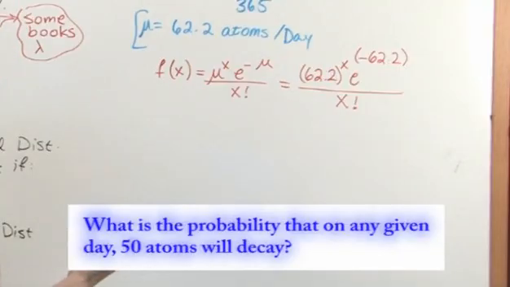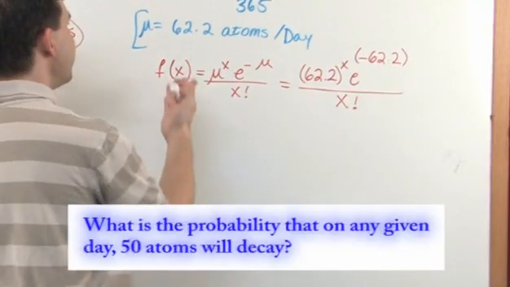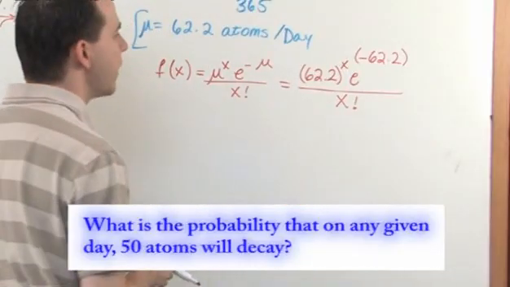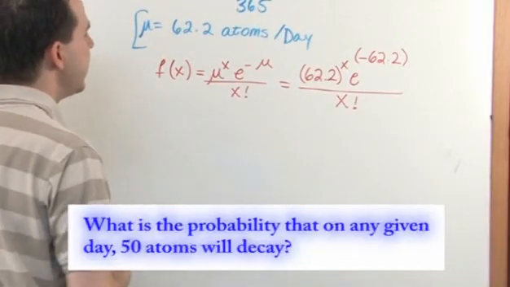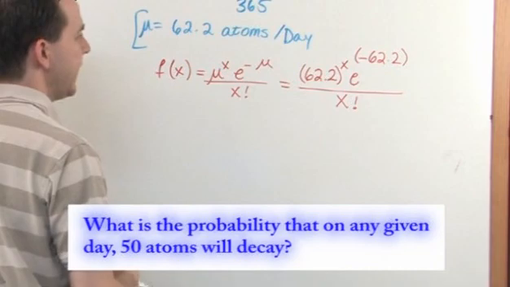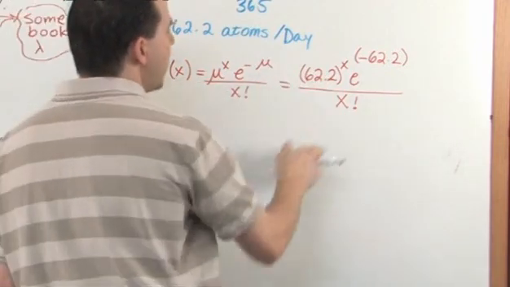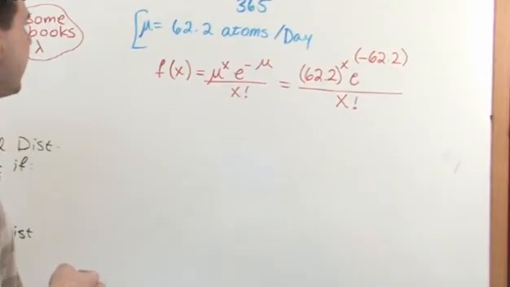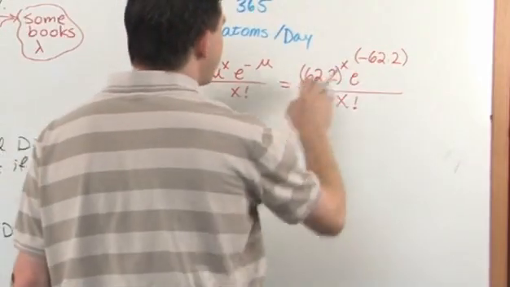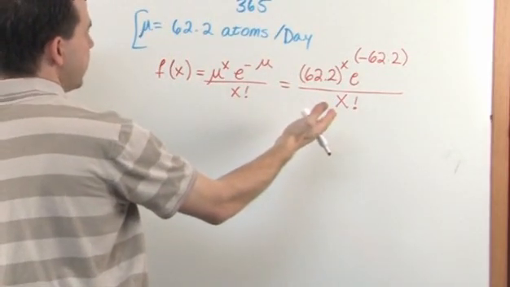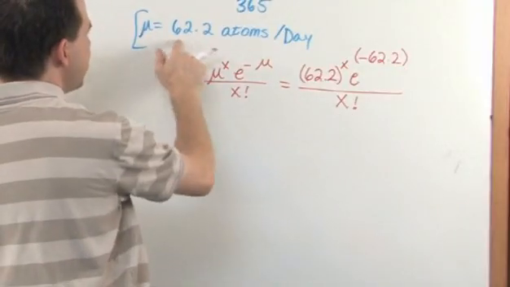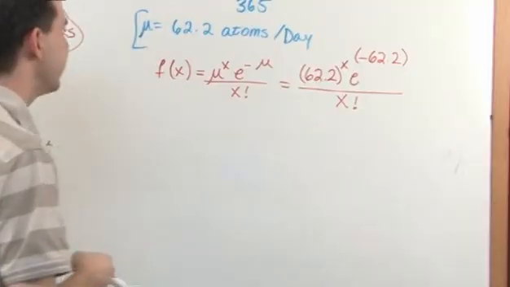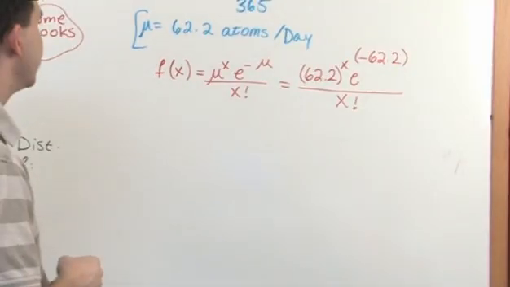I could ask myself, what's the probability of 50 atoms decaying per day? I could plug in x equal to 50. That's what we're going to do for this problem. I could calculate the probability that 0 atoms decay in that day by plugging in 0. I could calculate the probability that 100,000 atoms decay in that day by plugging in 100,000. And it's obviously going to be a low probability if I do that, because the mean is only 62 atoms per day. So if I put 100,000 in here, I'm going to get a very low probability. Okay?